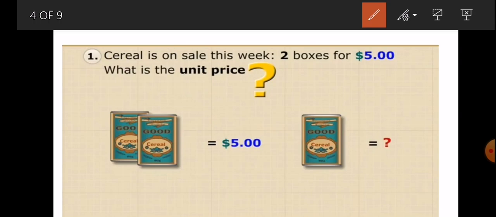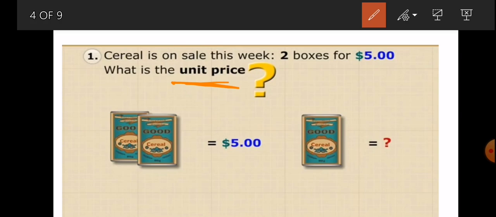Here cereal is on sale this week. So what is the offer? 2 boxes for $5. It means if you get 2 boxes, you will pay $5. What is the unit price? What is the meaning of unit price? It means the price or the cost of one unit of my item. My item here is the cereal. 1 unit of it will cost what? The 2 cost 5. So 1 will cost what?